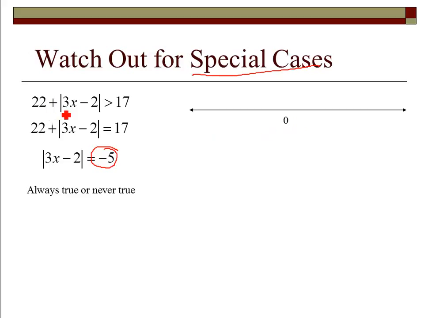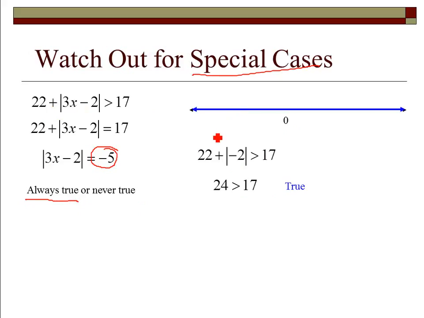So I'll plug in 0, and I get 22 plus the absolute value of negative 2. This gives me 22 plus 2 is 24. 24 is greater than 17. That's true. Therefore, it is always true, which means I'd be shading everything. So when you write your answer for this one, the easiest way to say it when it's always true is all numbers. If it's never true, say no solution.